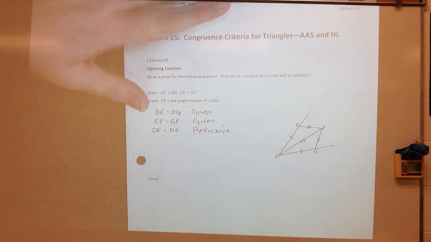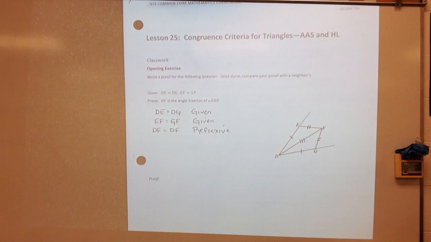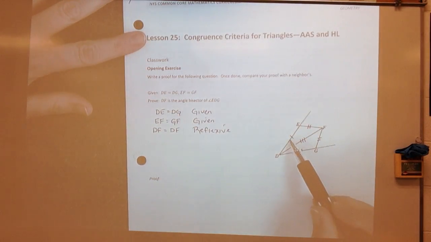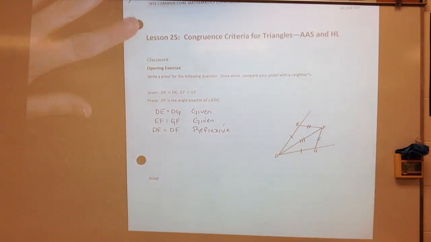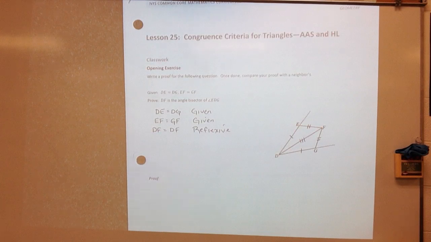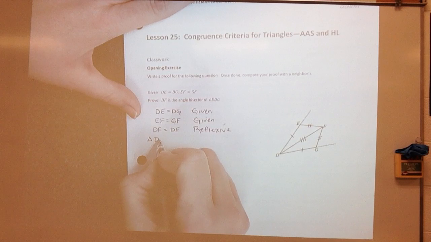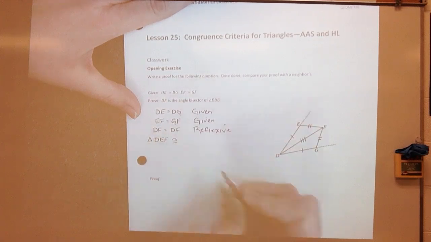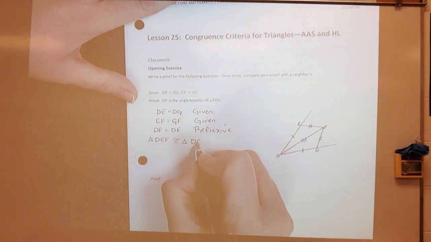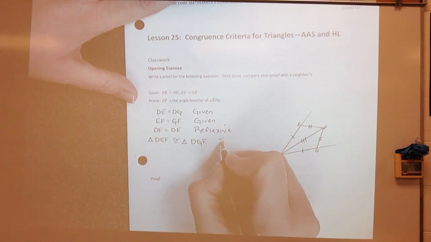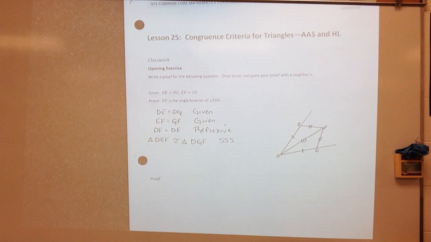Now look at what I've got. I've got a side in this triangle congruent to this side, a side here congruent to this side, and this side is congruent to itself in both triangles. So now I can prove that the triangles are congruent by side, side, side. So triangle DEF is congruent to triangle DGF by side, side, side. One of the first things that we learned about proving triangles congruent.